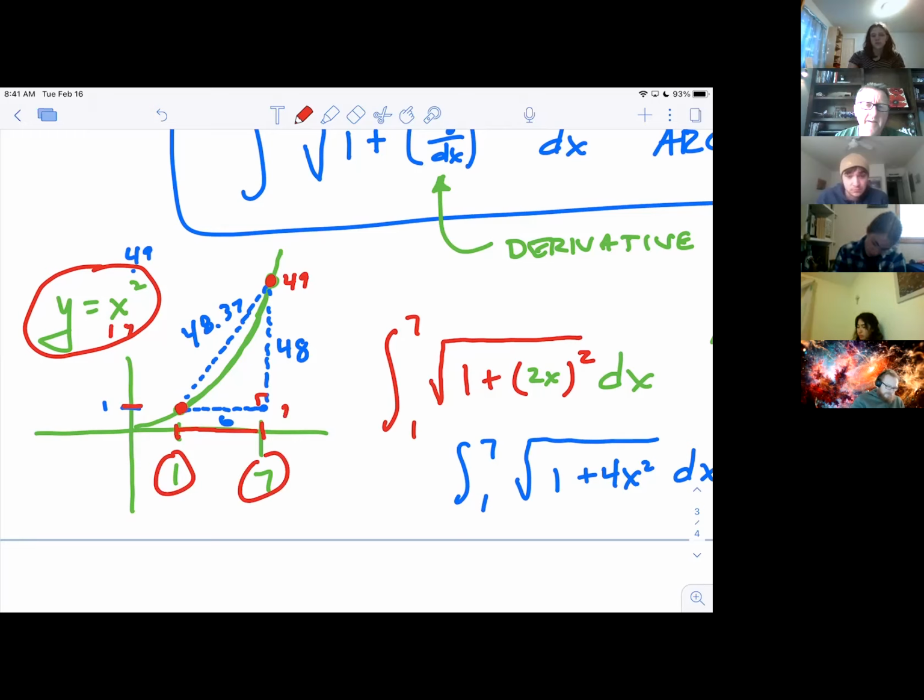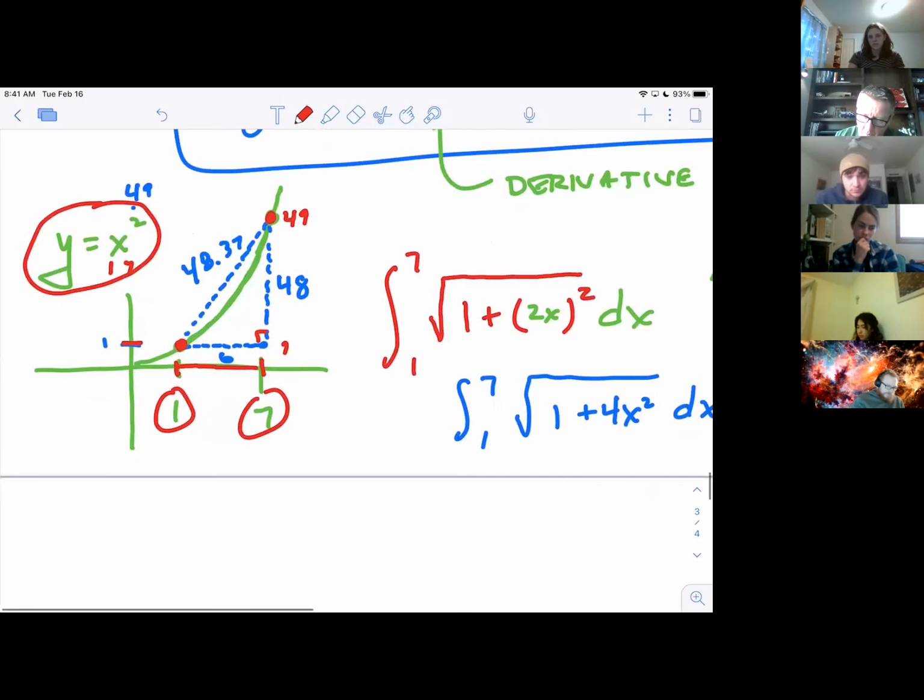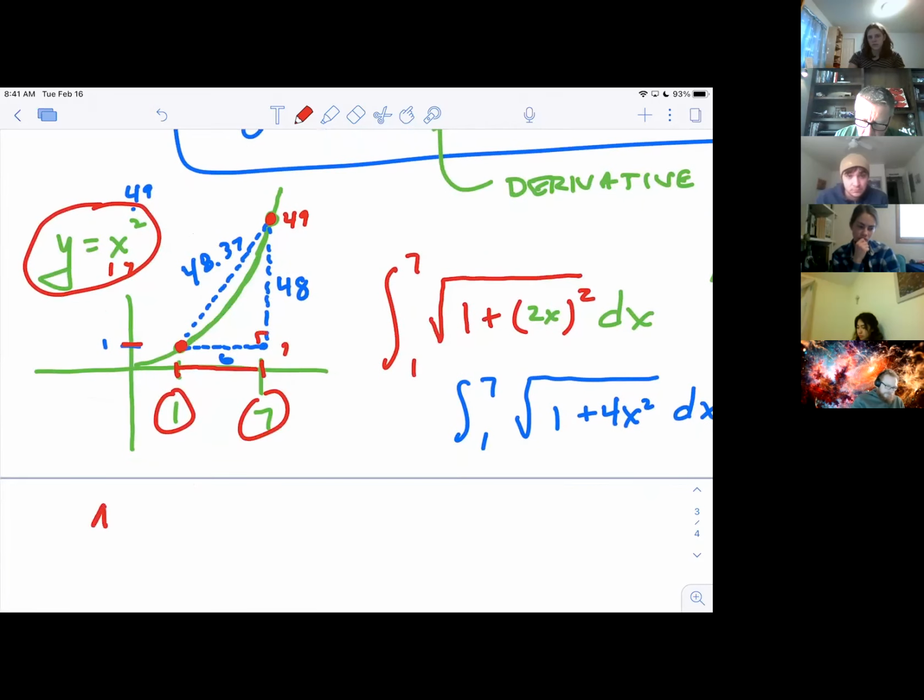Good. Now, again, you don't need to do any of this, but I'm just pointing out that the straight hypotenuse distance would be 48.37. So what do we know for sure about that curve, the arc length? That it's bigger than 48.37. Exactly, a little bigger than that, right? And I need a good graph to tell how much bigger, but at least we know it's greater than 48.37, and that's about the best we could do.